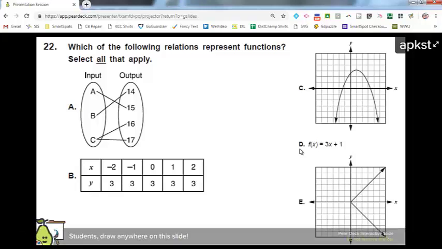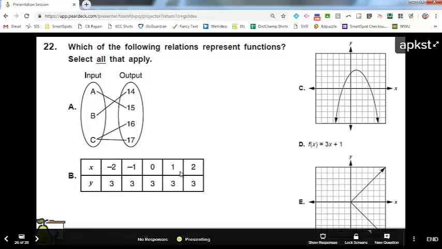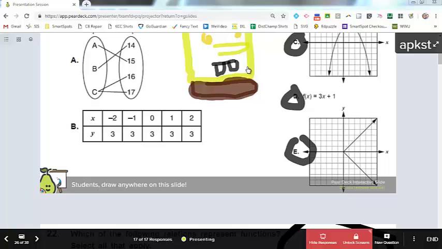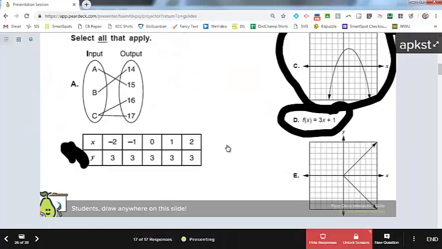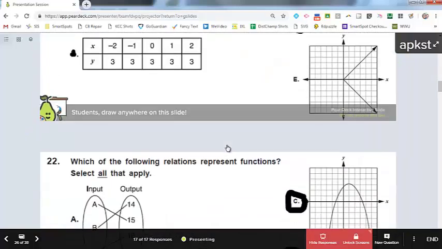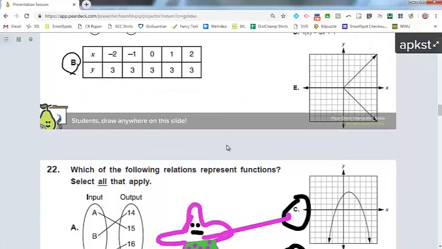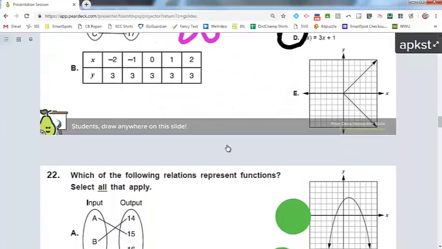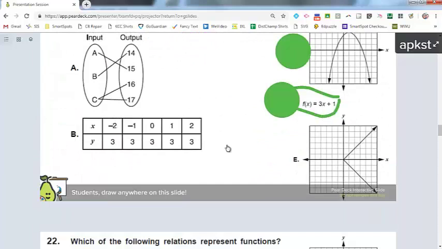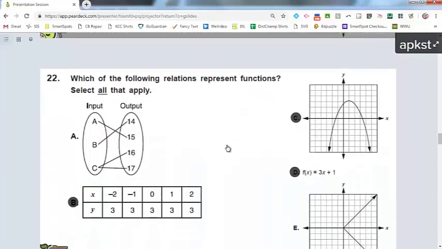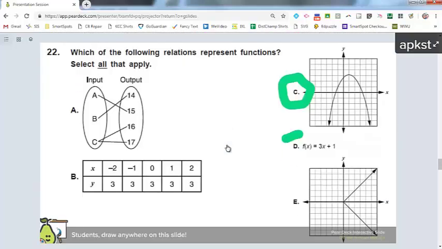Okay. Which of the following represent functions? Select all that apply. I'm going to give you 2 minutes. Go. I don't need this extra crap. Stop it. Again with the extra crap. I don't want it.